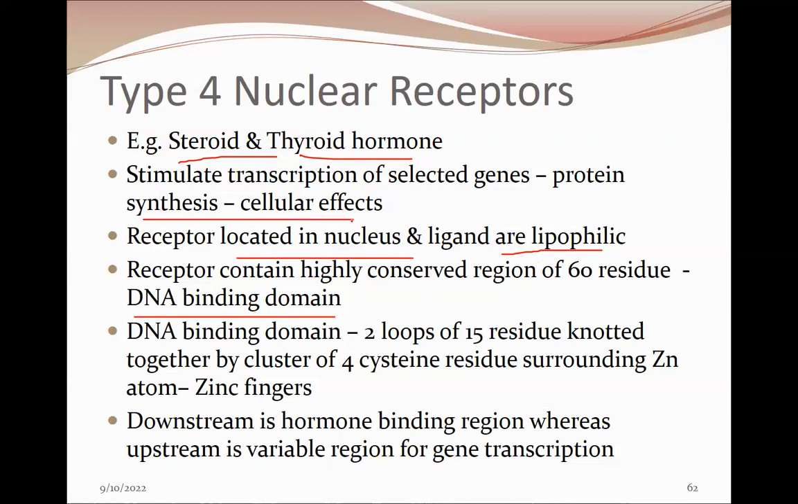What is more specific here is the DNA binding domain of all these nuclear receptors. This DNA binding domain has two loops of 15 residues, which are knotted together by clusters of 4 cysteine residues surrounding the zinc atoms, which are known as zinc fingers. Downstream is the hormone binding region, whereas upstream is the variable region for gene transcription. Now, what does this mean?